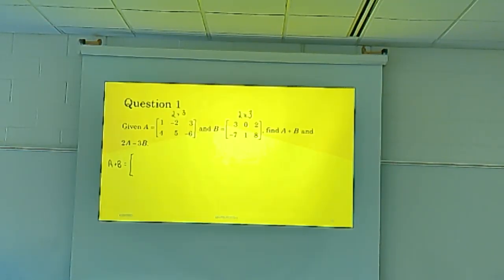A plus B. Remember, when you add matrices together, all you're doing is adding the corresponding entries. So the 1, 1 entry would be the sum of the 1, 1 entries. Right, 1 plus 3.